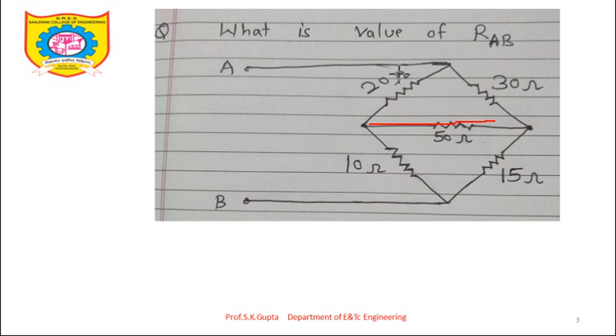When it is open circuit, then this 20 and 10 are in series, and this 30 and 15 are in series. So 30 ohm and 45 ohm, and these 30 ohm and 45 ohm are in parallel. If I solve the parallel combination of two resistors, I will get the answer as 18 ohm.